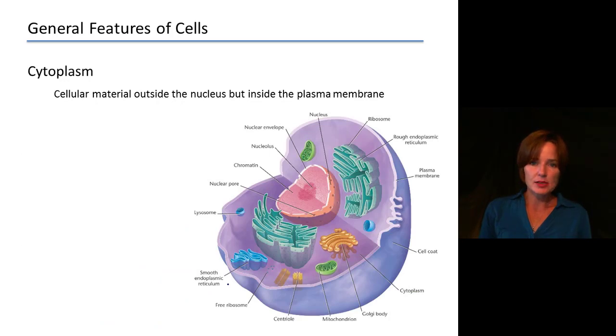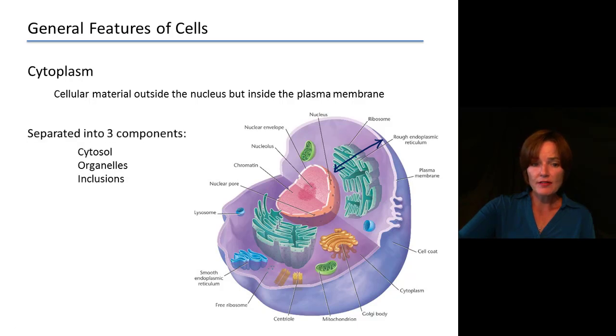Just inside of the plasma membrane, we have what's called the cytoplasm. The cytoplasm is a cellular material that basically is anything in between here and here. So we're not talking about the nucleus, but we're talking about everything outside the nucleus until we get to the plasma membrane. And that's a lot of different materials.